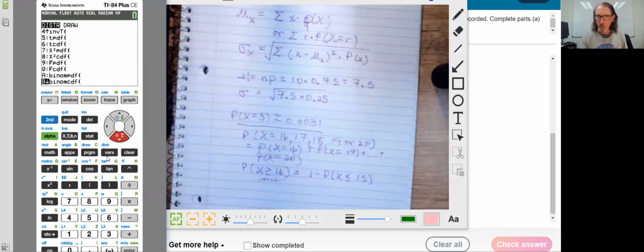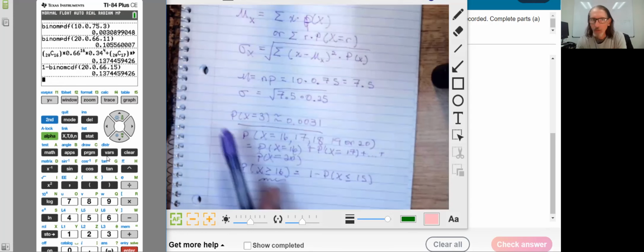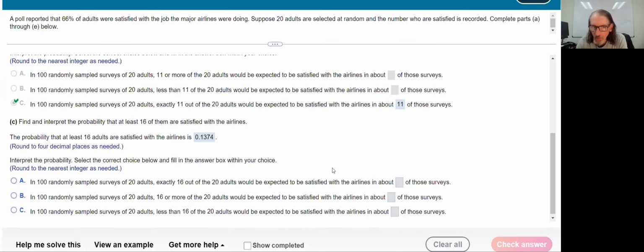So CDF, cumulative distribution function, everything from 0 up to the last x value of 15. And let's see if we get 0.1374 after rounding again. And we do. All right. Interpreting this.